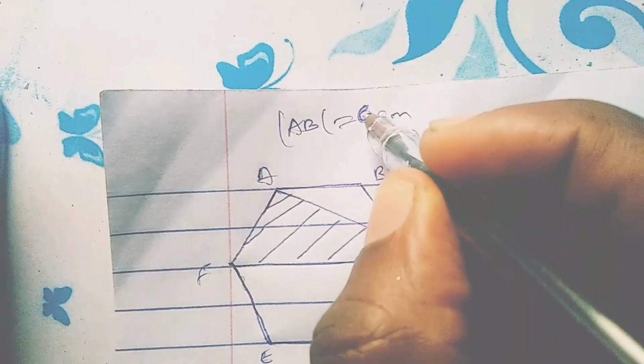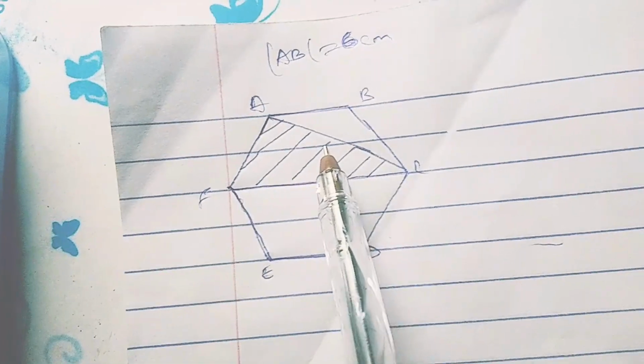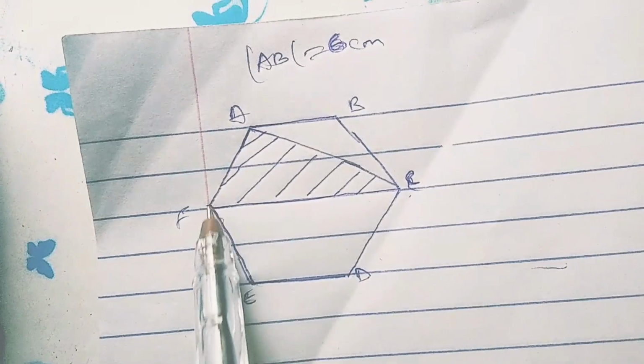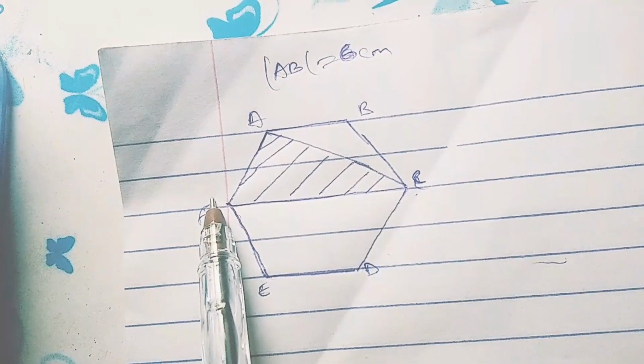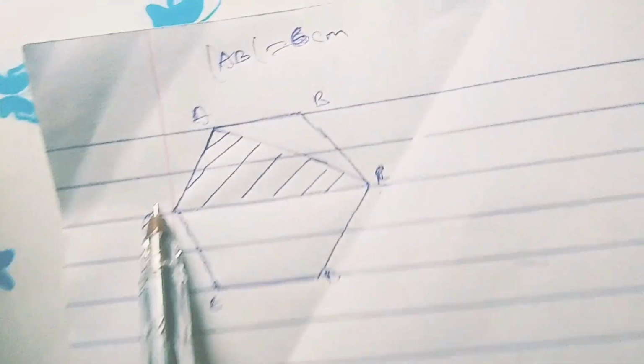So they were asking us to find the area of what? The shaded portion. Now if you look at this, you see that the shaded portion is actually what? A triangle. That's ACF. Triangle ACF. Now how do we get the area of a triangle?